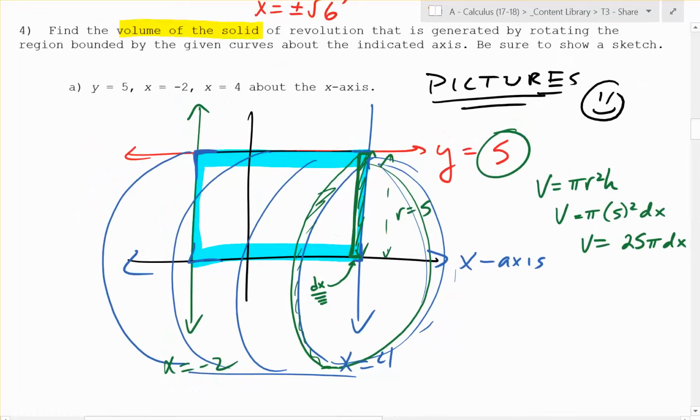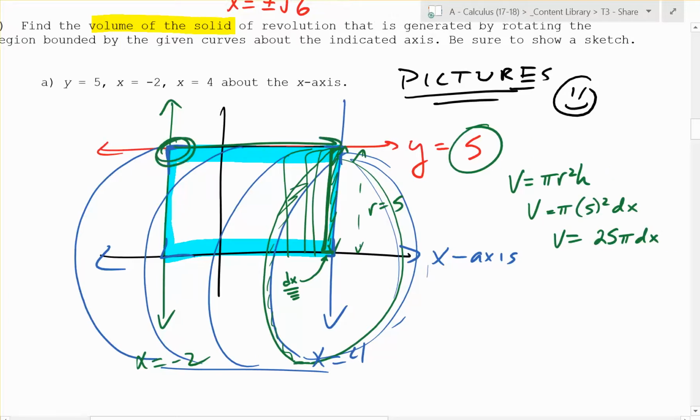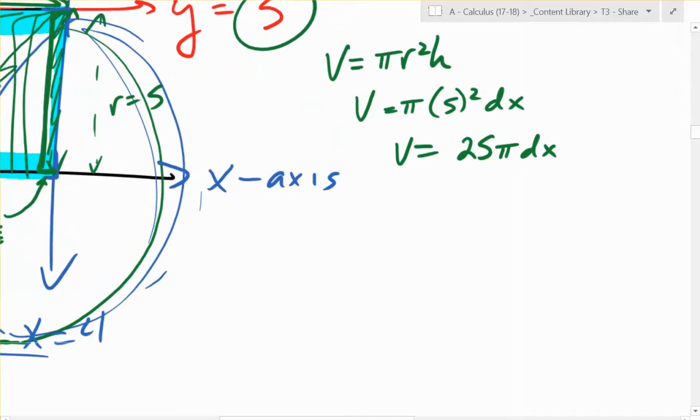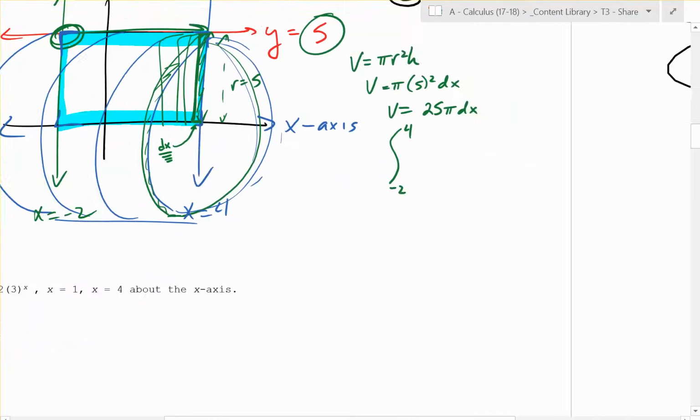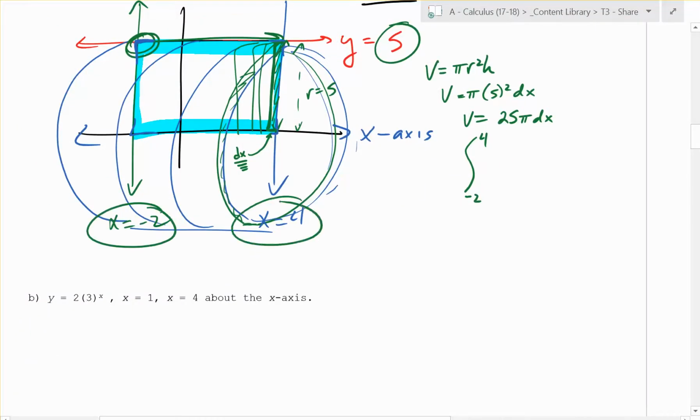What we're going to do is another rectangle next to it, another next to it, and another next to it, and we're going to go, starting on the left, from -2 all the way over to 4, adding them all together. That's what an integral allows us to do. It adds up a lot of small things. We're going to go from -2 to 4, because that's what these bounds were.